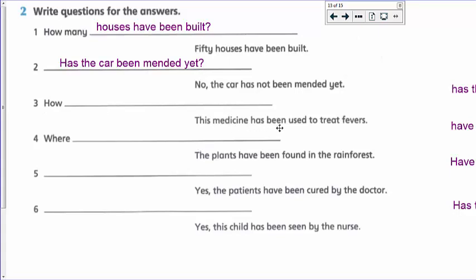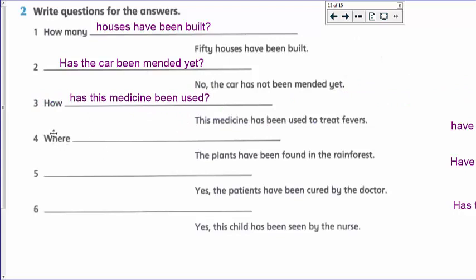This medicine has been used to treat fever. So I'm asking about this medicine. How does it work? So I can say, how has this medicine been used? So this is the question here.